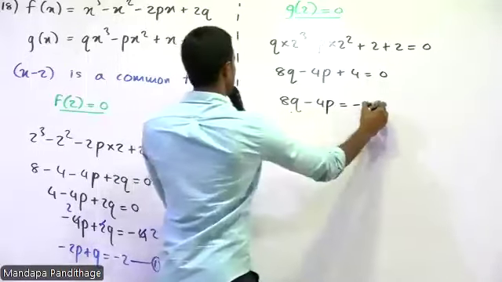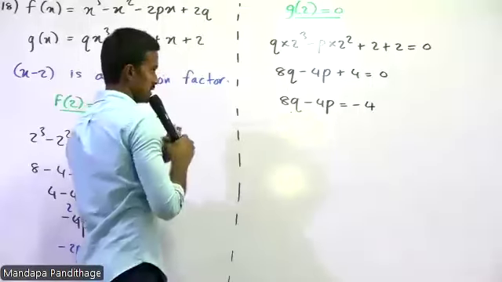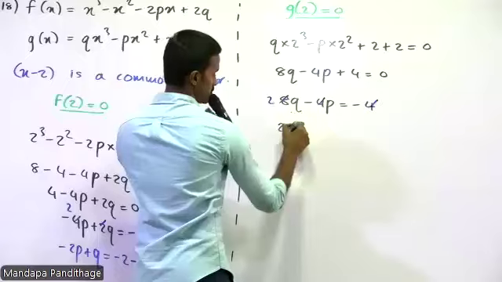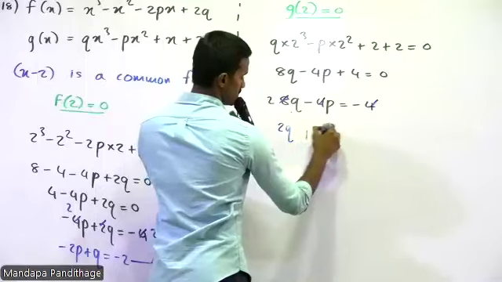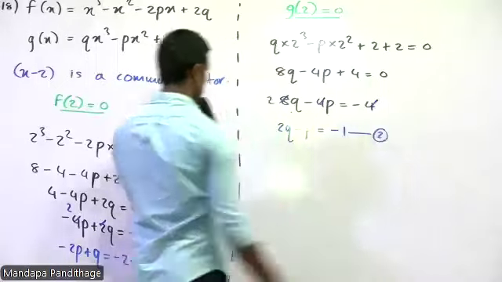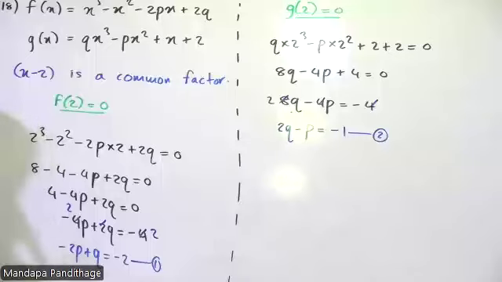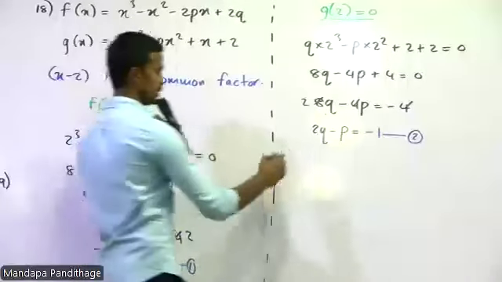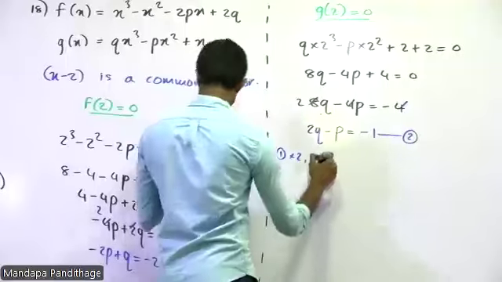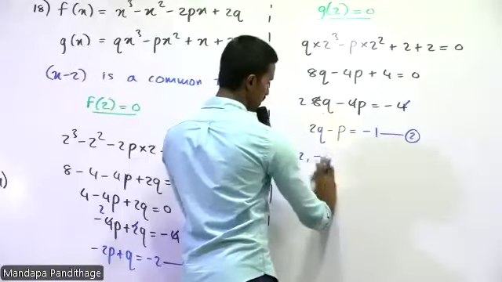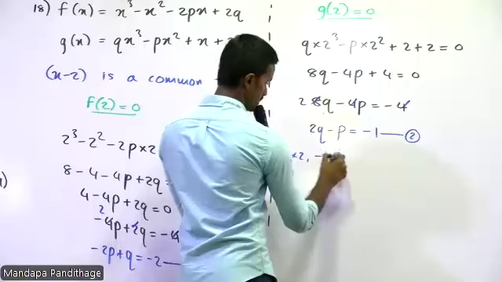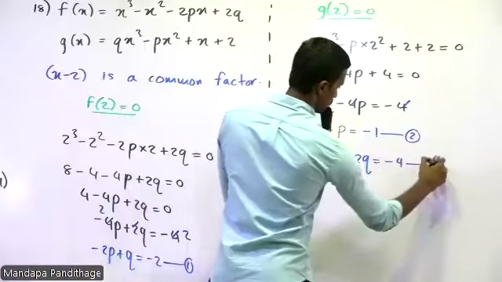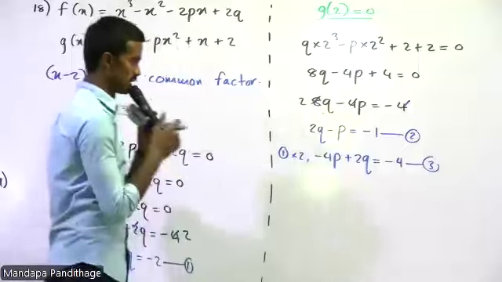Again, there's a common factor here. It can cancel by 4, which gives me another equation: 2q minus p is equal to minus 1. So think how you can simplify. You've got 2q, you can multiply this by 2, no? So when you multiply this by 2, you can do it as simultaneous equations: minus 4p plus 2q is equal to minus 4. So then you can get the answer when you subtract.